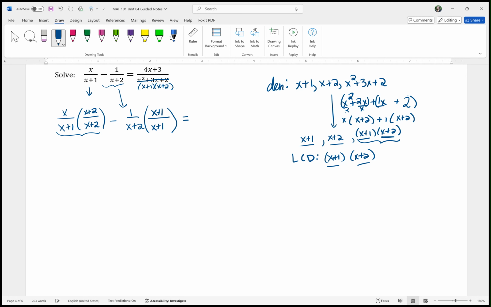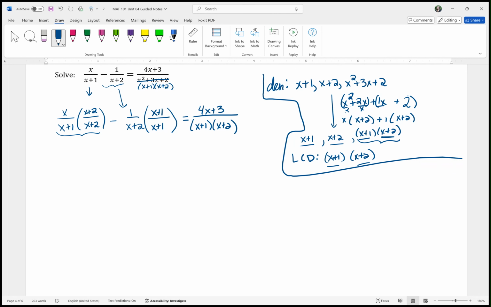Equals, let's write this whole thing out. Let me kind of do this over here. This is going to be 4x plus 3 over x plus 1 times x plus 2. Well, this already has an x plus 1 and an x plus 2. And order doesn't really matter here as long as it has both parts, and it does. So I don't have to multiply anything here, which is fabulous.